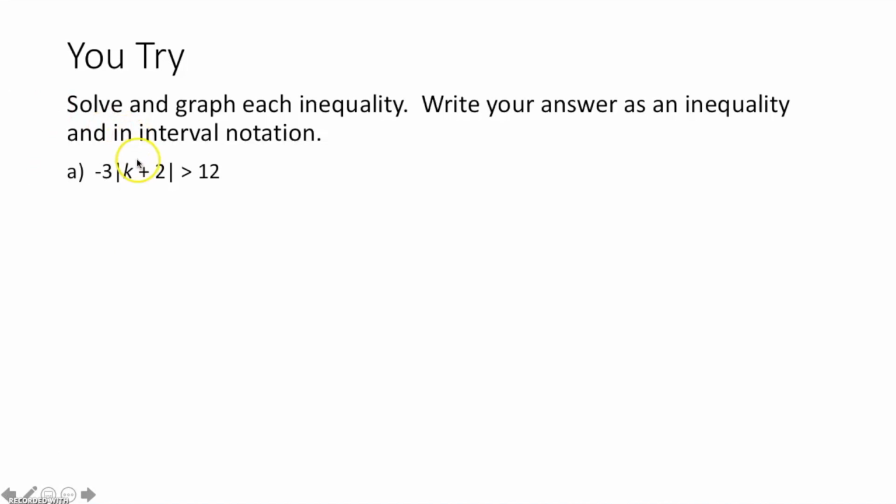Here's the same thing. Simplify, move, break, solve. So first, simplify either side if possible. Done. Next, move my absolute value to the left side of the inequality. Done. Next, move everything else to the right. So this negative 3 has to go.